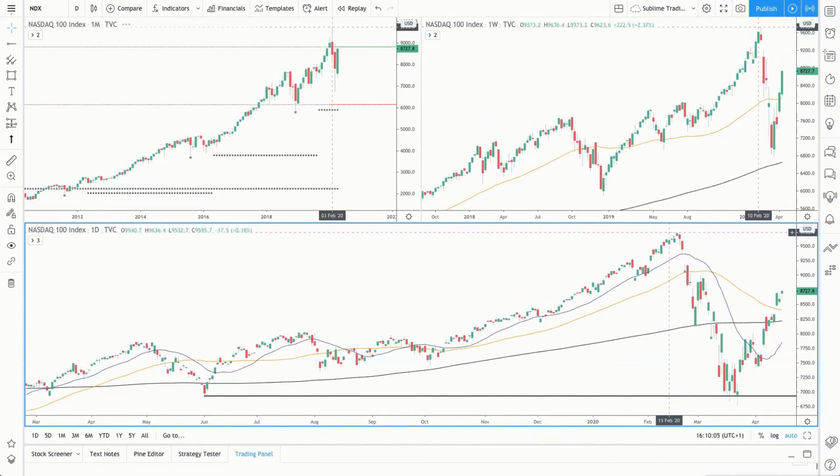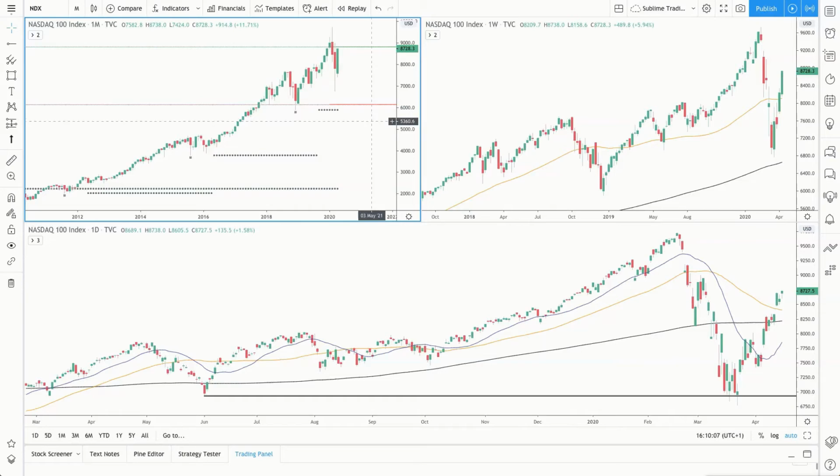Similar setup again on the Nasdaq. In fact, the Nasdaq is looking far more bullish at the moment compared to the Dow Jones and the S&P. We can see that April so far, it's looking bullish. Price is just below the high of 2019, which is acting as immediate resistance. So if this is cleared, then we can expect price to move back to the current all-time high.